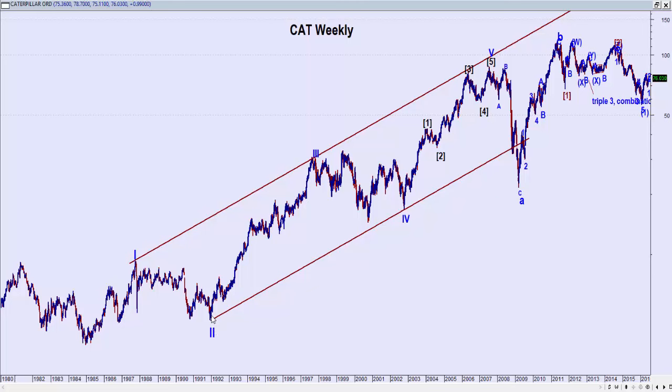And then we had a very strong third wave, impulse wave coming up, and then a long, choppy sideways wave 4 that concluded in October 2002, when the stock market bottomed. Then we get the fifth wave up, and it peaked in July of 2007.